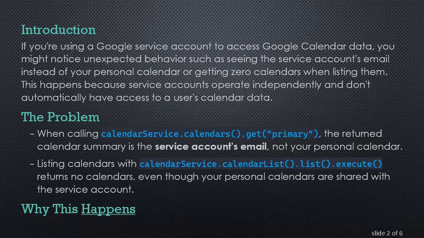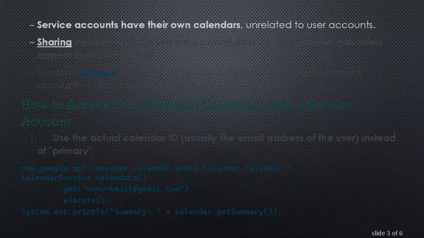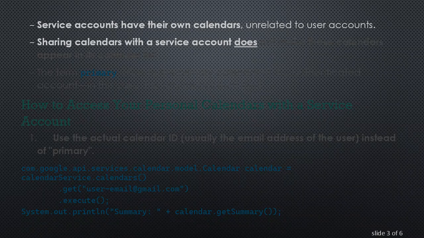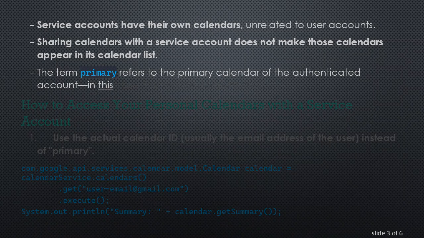Why this happens? Service accounts have their own calendars, unrelated to user accounts. Sharing calendars with a service account does not make those calendars appear in its calendar list. The term primary refers to the primary calendar of the authenticated account, in this case, the service account itself.